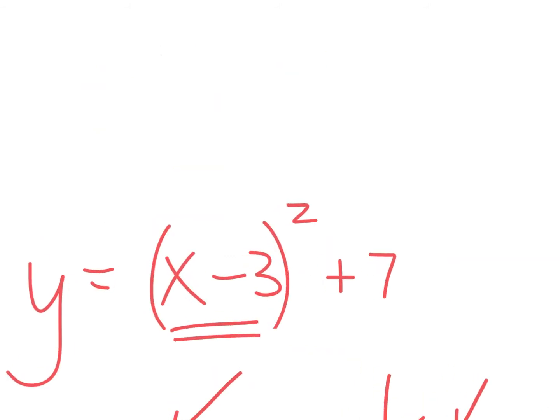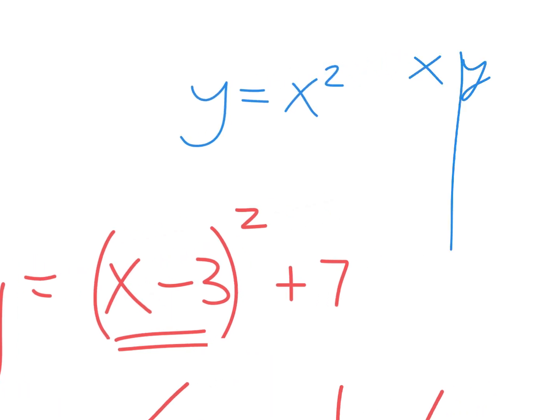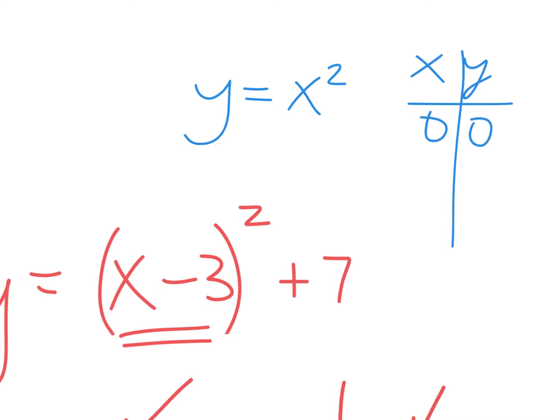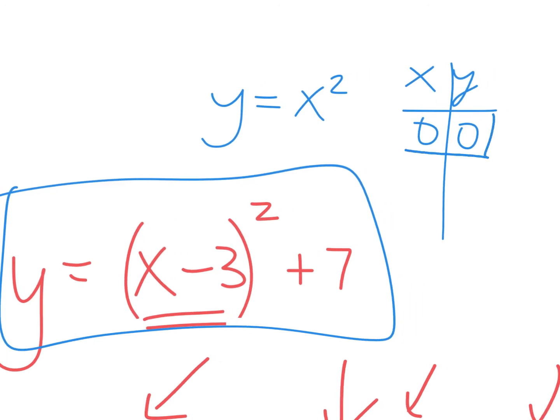So same thing, here's my function. Compared to the parent one, it was moved. So would you agree on the parent function, y equals x squared, there would have been the point 0, 0? Would you agree with that? On this one, is there a spot at 0, 0? No. My question is, where did it move to? The point that was at 0, 0 has moved somewhere else. It's been moved to 3, 7.